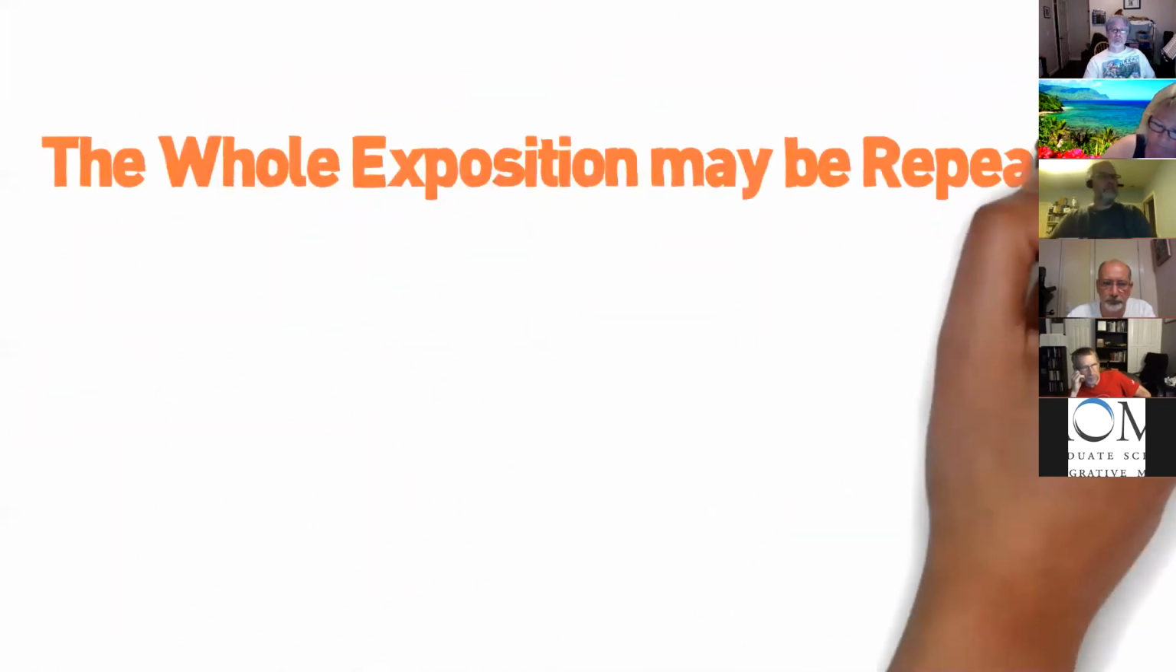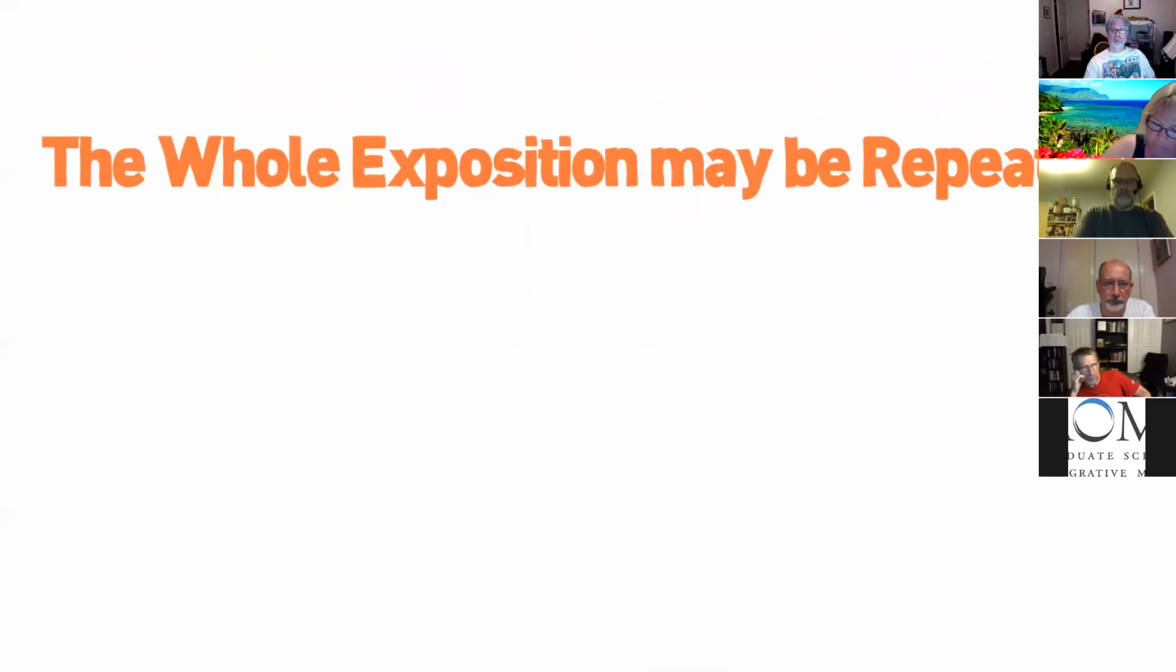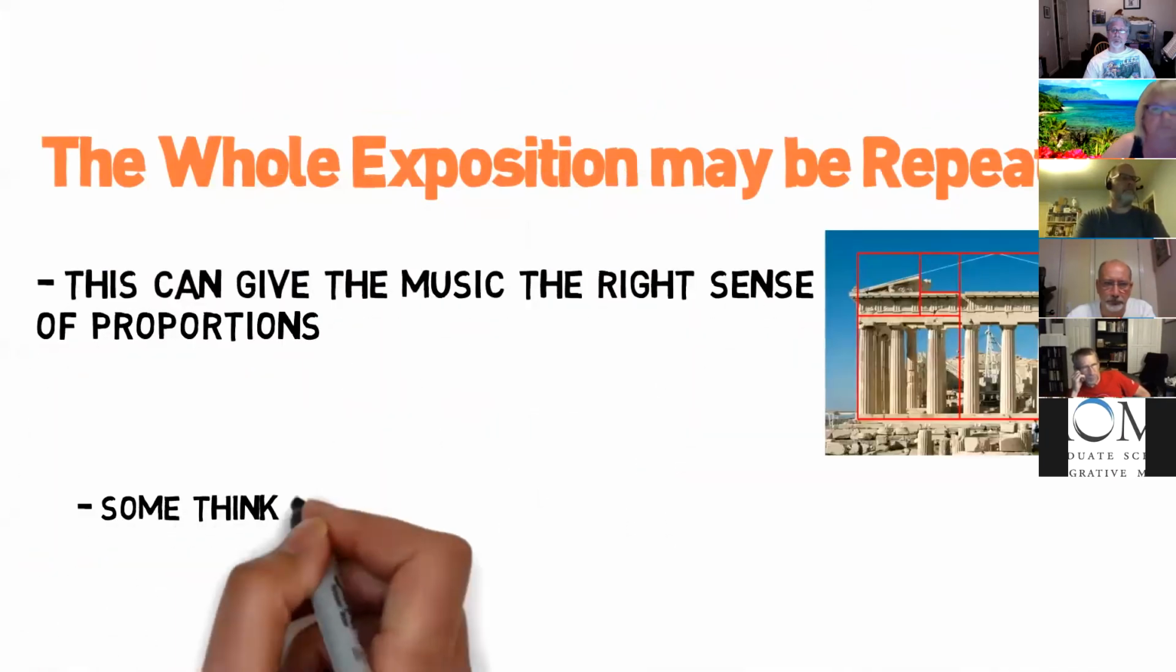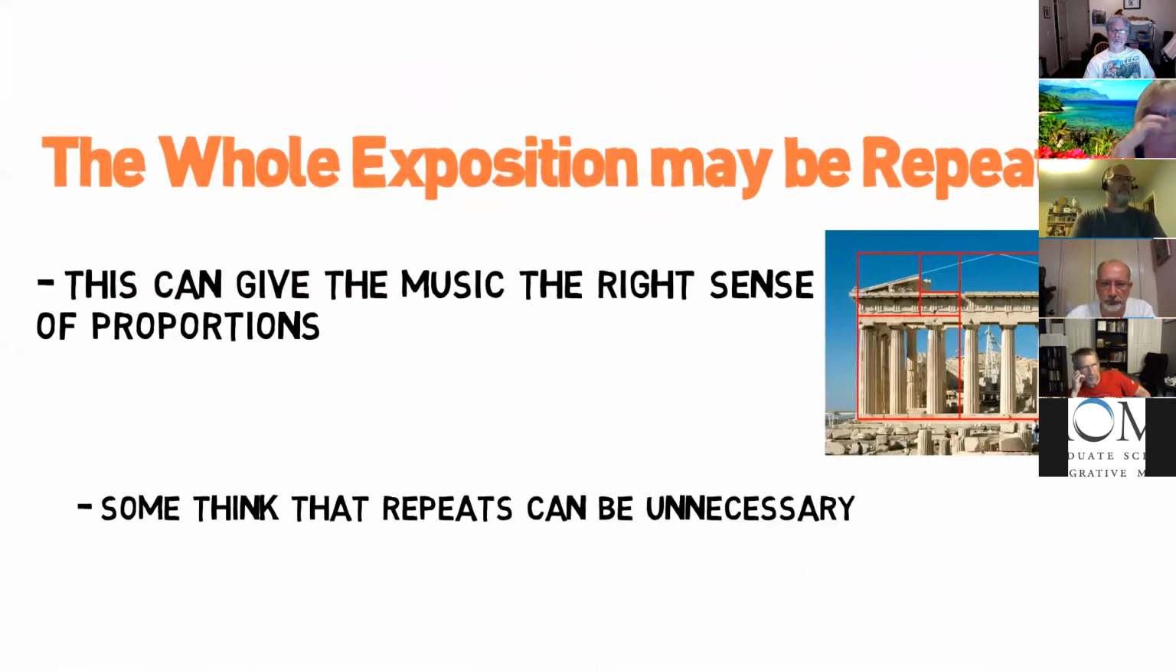Often the whole exposition is repeated, and this is the case with this Mozart piece. Some people think the repeat is important because it gives the music the right sense of proportion, others ignore the repeats because they can make the piece go on a bit.